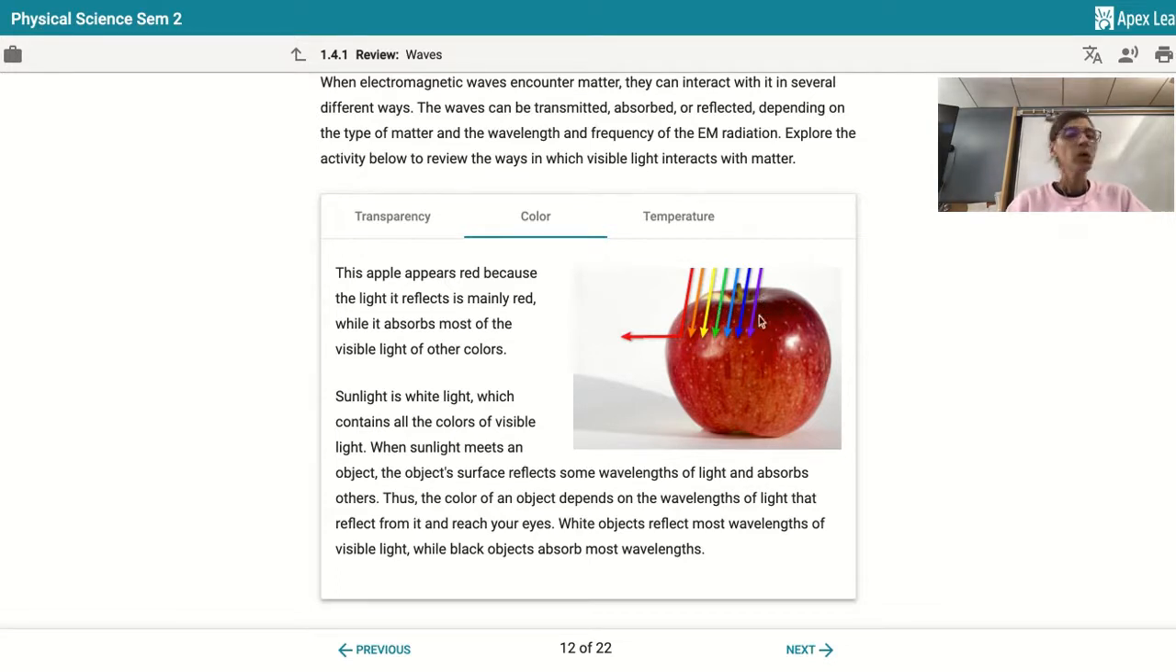But a red apple absorbs all the other wavelengths, but it doesn't absorb red. It reflects red. That's what reaches your eye, and that's why you describe the apple as red. White objects reflect all of the light, so they all reach your eye at the same time, and you see it as white. Black objects absorb most of the wavelengths, and so none of the colored wavelengths reach your eye, and so you don't see any of the colors. That's what black is.